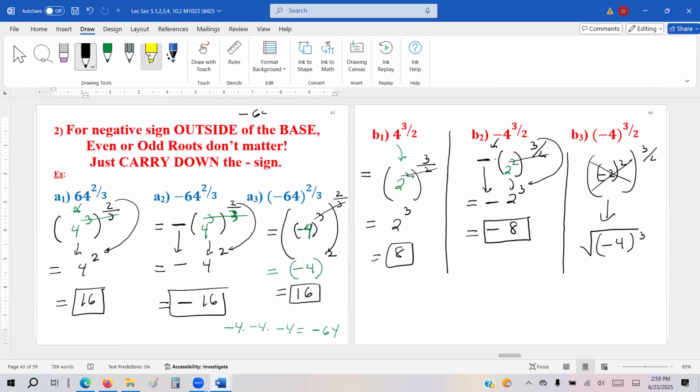So we have a negative base with an even denominator. Automatically, it doesn't exist. So let's say that was on the test, did you just explain that? You just have to write negative base, even denominator, and then doesn't exist.